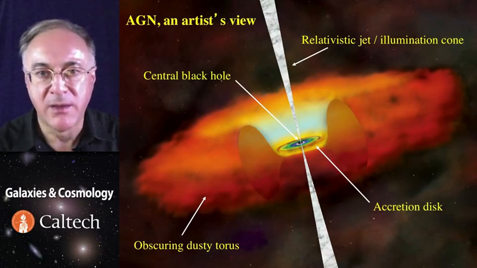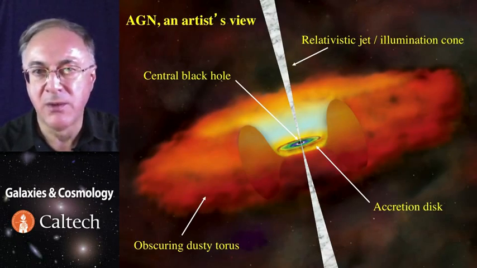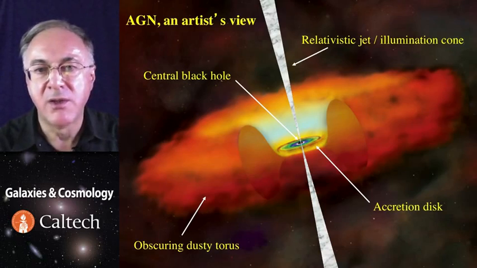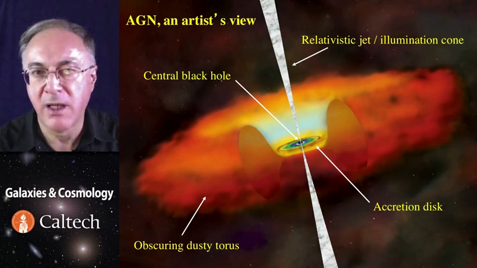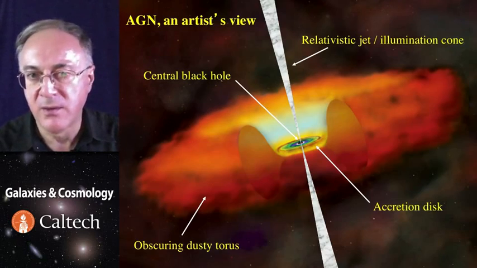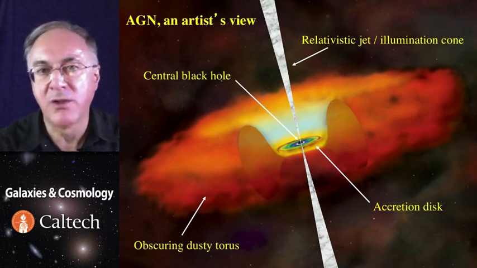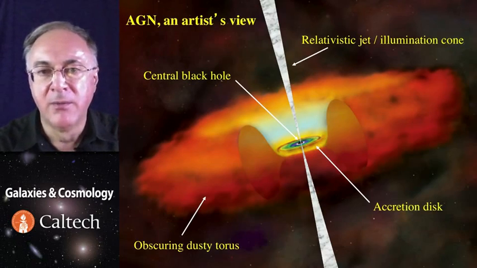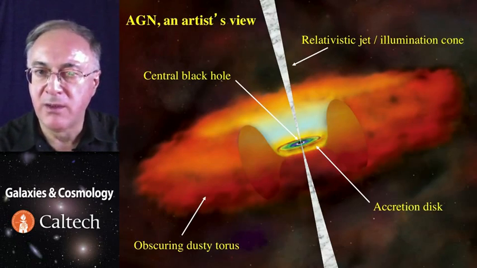Surrounding the central engine, from which we see continuum emission, is a region of broad emission line clouds. Those are clouds of gas that are moving at speeds of maybe of the order of 1/10 of the speed of light because of the deep potential well near the black hole. And they have characteristic emission lines.